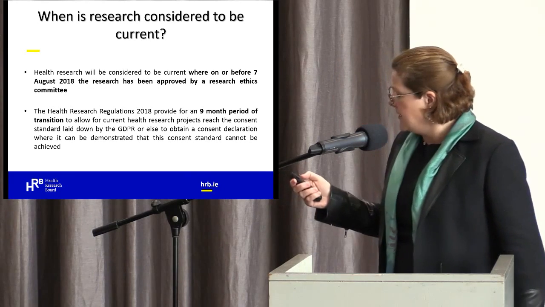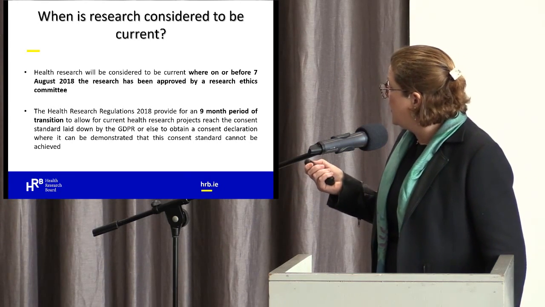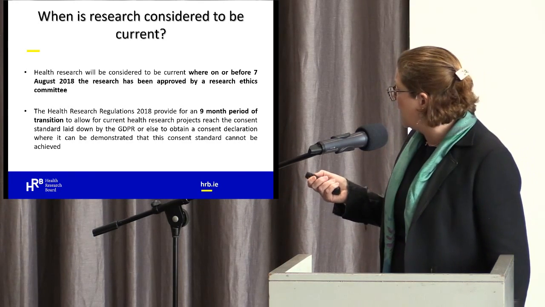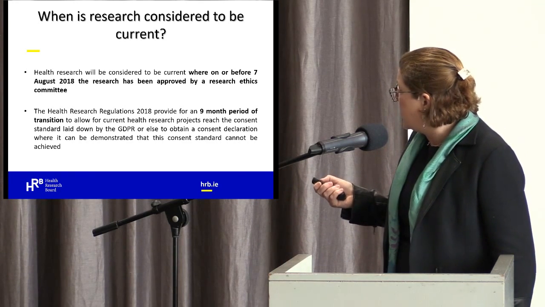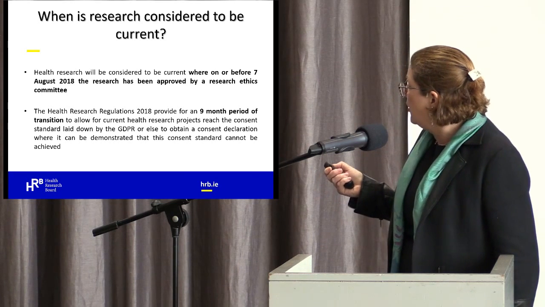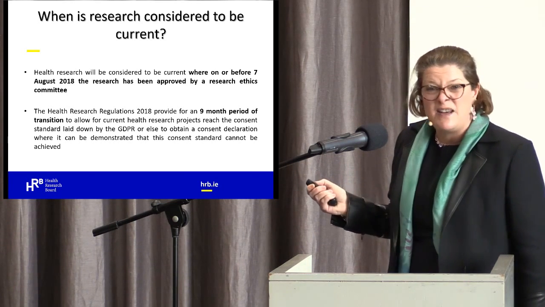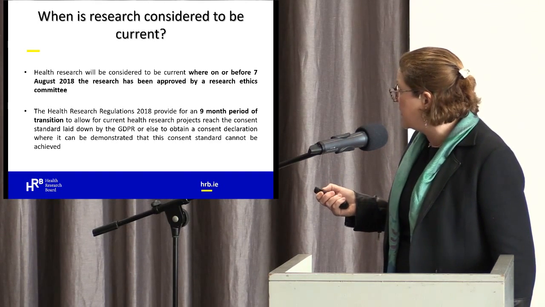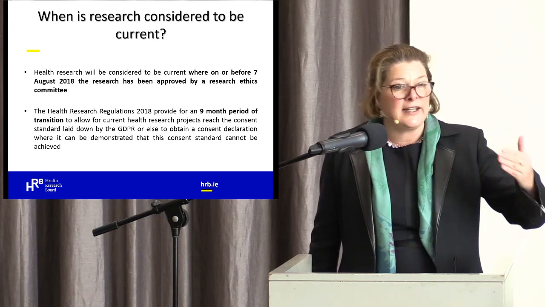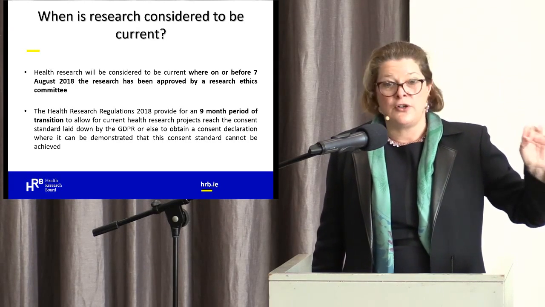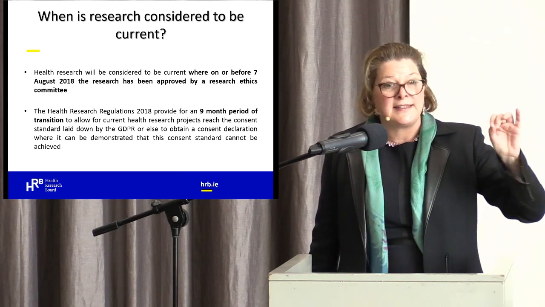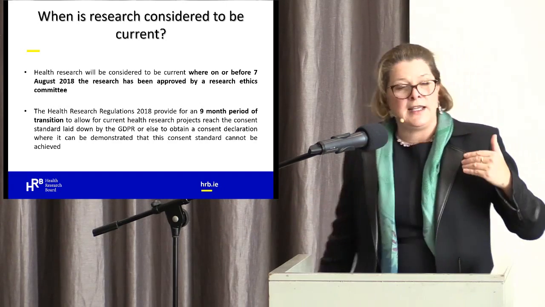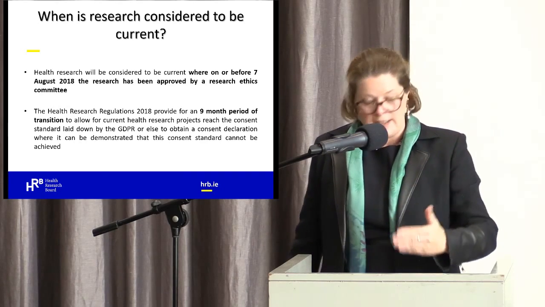This is just a technical point. Just when is research current and when is it new? This is outlined in the regulation specifically. Essentially, health research is current when, on or before the 7th of August, that's the date before the regulations came into effect, the research was approved by a research ethics committee. The date you're looking at is the date on your research ethics approval letter. That's the date that you will use as your reference point. And clearly, it's new if it's beyond that.